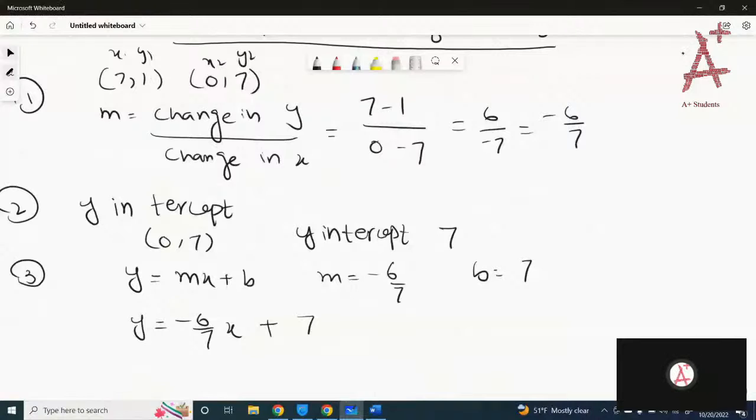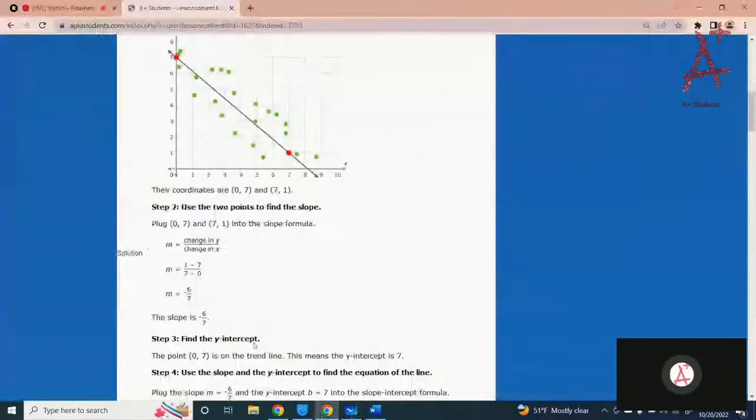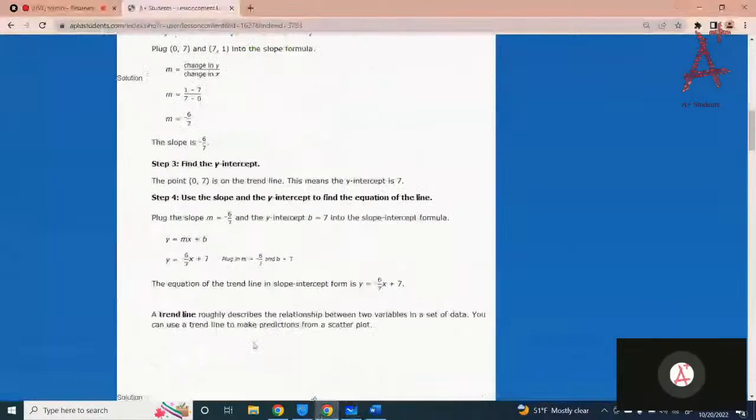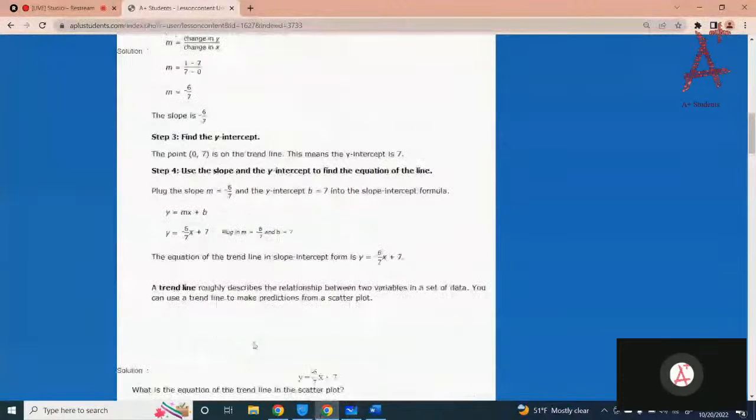That is the equation of the trend line. Got it? That's how you have to find the equation of the trend line. Y equals negative 6 by 7 x plus 7. Yes, that would be the equation. Got it?